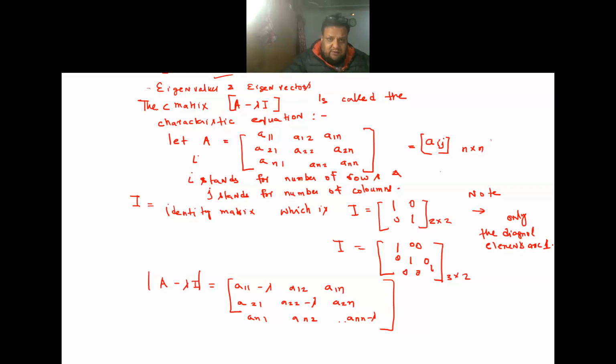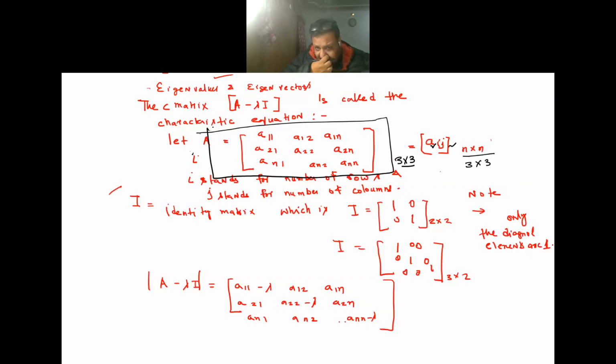Hello. So today we will be understanding eigenvalues and eigenvectors. Suppose you have a matrix, which I have shown you over here. Any matrix of this form, this is my 3 cross 3 matrix. Here i represents the number of rows, whereas j represents the number of columns. So n cross n. Here the number of rows is 3 and the number of columns is 3.